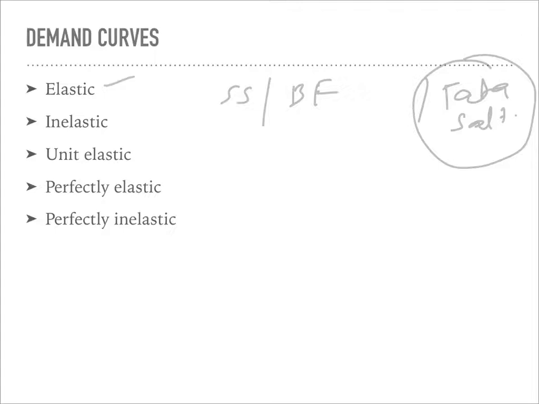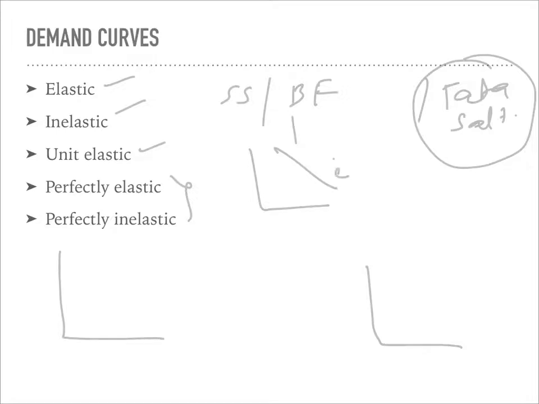So we have studied elastic, we have studied inelastic, we have studied unit elastic. Now let's think about these two graphs. This is our normal demand curve. Here is elastic, here it is inelastic, here it is unit elastic. Now when you have a very price-sensitive product, a very minute change in price will give you a huge difference in quantity. So that is perfectly elastic demand.